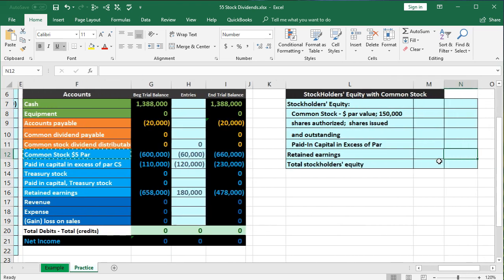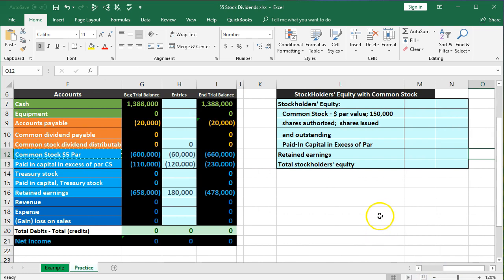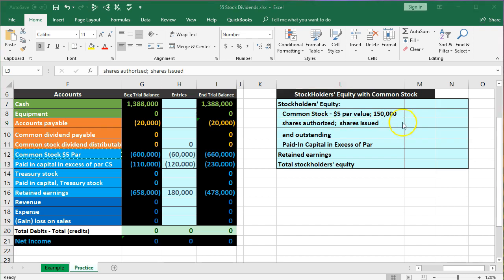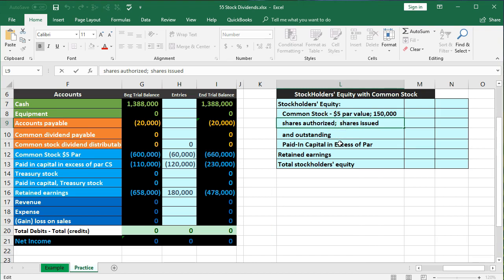If we take a look at the equity section over here on the statement of stockholders' equity, we're going to say the common stock now still has a $5 par value. We could issue 150,000 shares. That's what's authorized. How many are out there now? Well, it's changed because it was 600,000 divided by 5, or 120,000. Now it's 660,000 divided by 5, or 132,000.